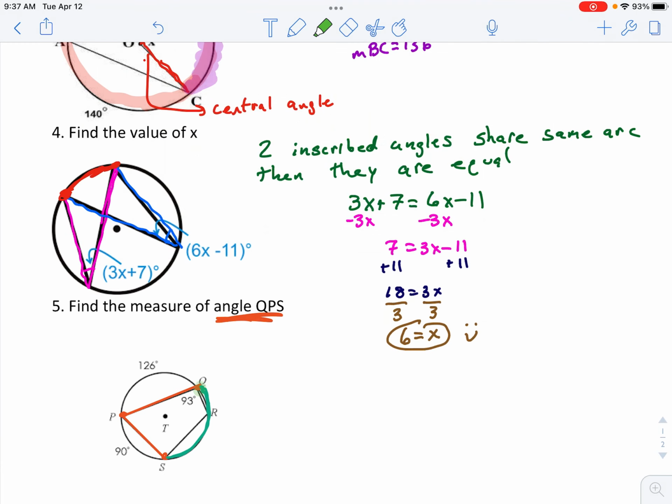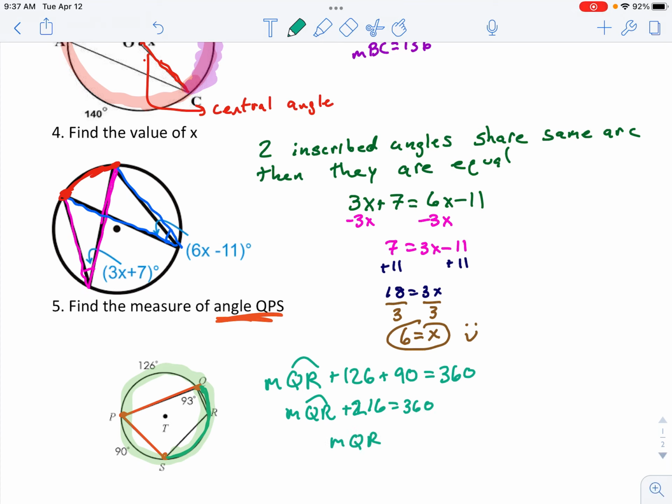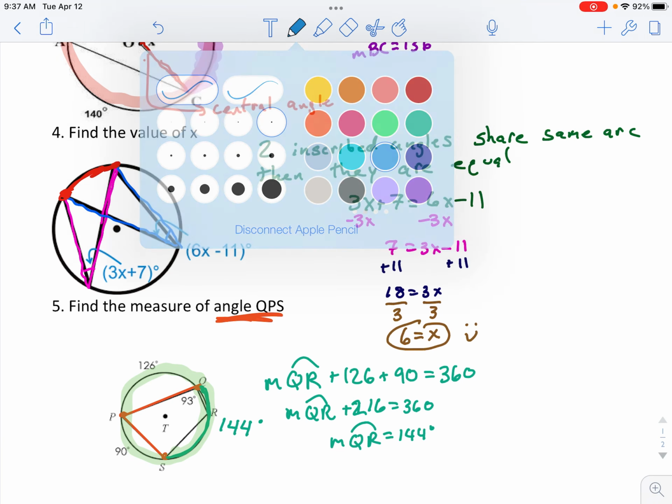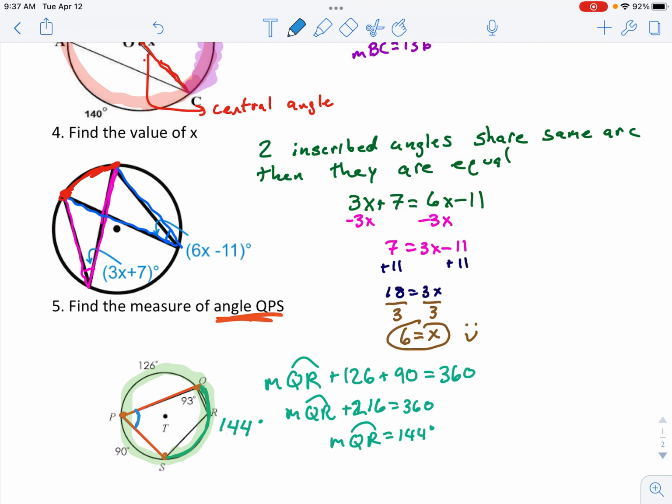And then similar to before, we know the entire circle is 360 degrees. So I can say the measure of arc QR plus 126 plus 90 equals 360. So the measure of QR plus 216 equals 360. So the measure of arc QR equals 144 degrees. So that's 144 degrees.